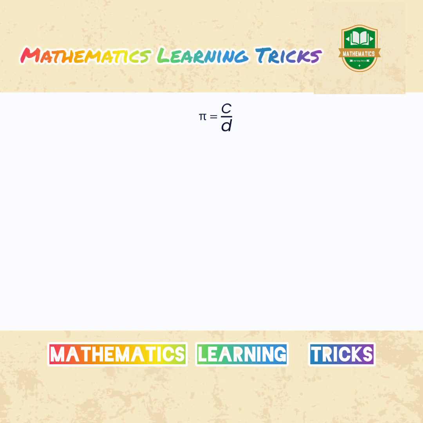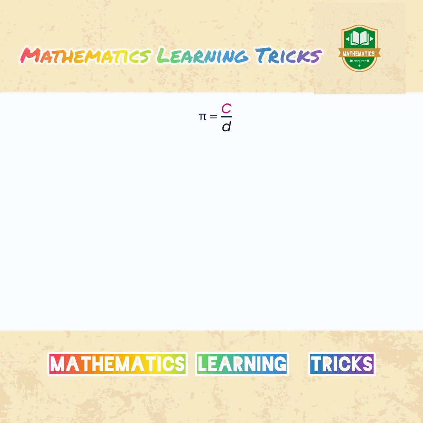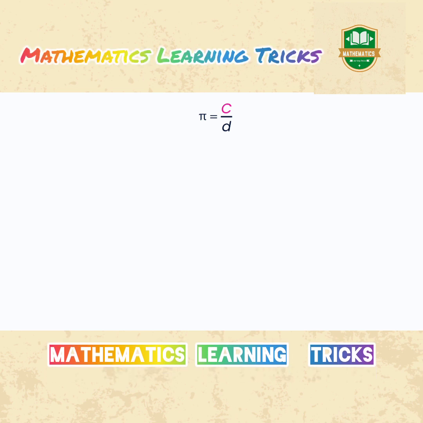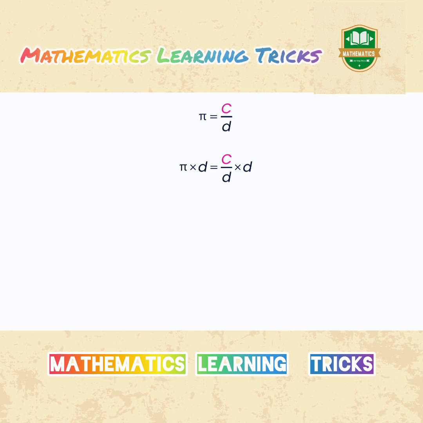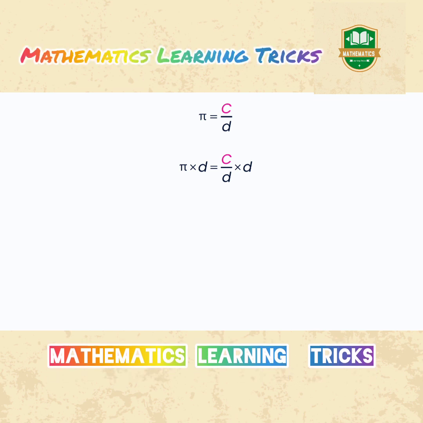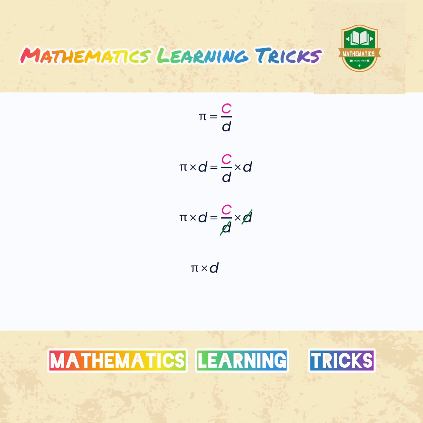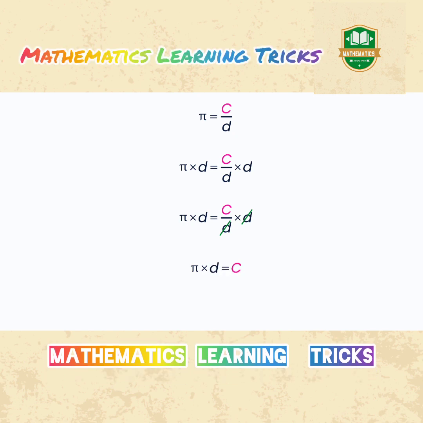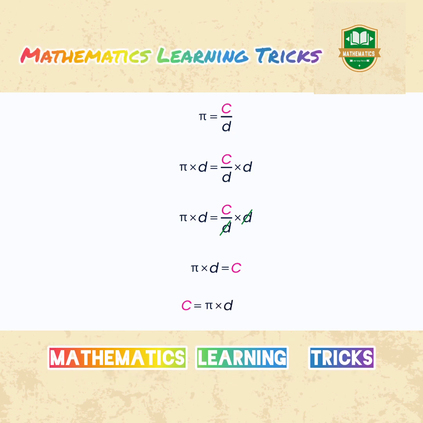Let's solve this equation with respect to C. First, multiply both sides of the equation by the diameter, d. As d over d equals 1, you end up with pi times d equals C, or C equals pi times d, or just pi d.